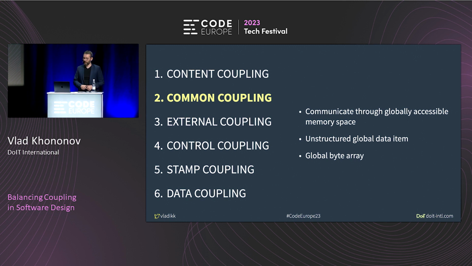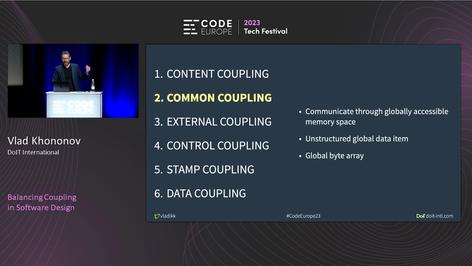Next one is common coupling. And here we have 2 modules that communicate through a globally accessible memory space. This shared memory space is an unstructured global byte array. Both modules have to duplicate the knowledge of how the data in that global memory is structured. There is no formal integration protocol that is being enforced by any of these sides, which makes such an integration interface quite implicit.